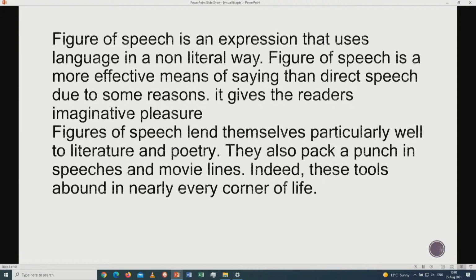Indeed, these tools abound in nearly every corner of life. You learn them while you are at school, and even when you are at university, you still use figures of speech to make your essay or an assignment more meaningful.